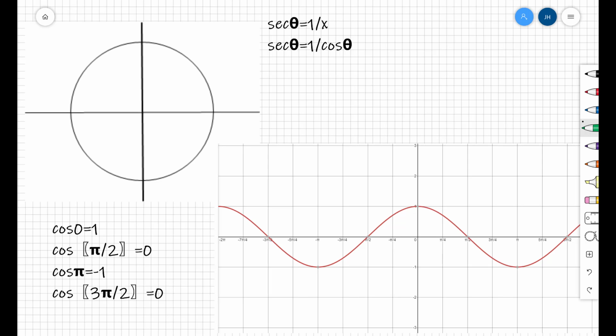Our last two functions are the reciprocal functions, secant and cosecant. So let's look at secant first. Secant I'm going to define a couple of different ways. One, we know that on the unit circle it's 1 over the x value. So looking at here we have an x value of 1, here we have an x value of 0, -1, 0.